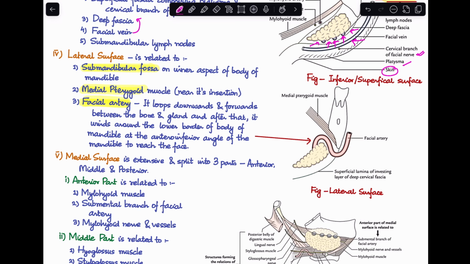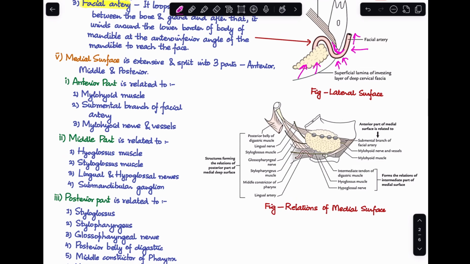You can see in the image, this is the submandibular gland and this is the facial artery. So there's a particular relation over here. The facial artery loops downwards and forwards between the bone and the gland, and after that it winds around the lower border of the body of the mandible at the antero-inferior angle of the mandible, and then it reaches the face. So you can see that this loop happens right over here. This is an important anatomical feature that you need to remember, the relation of facial artery with the lateral surface of the gland. So these were the three structures in relation to lateral surface.